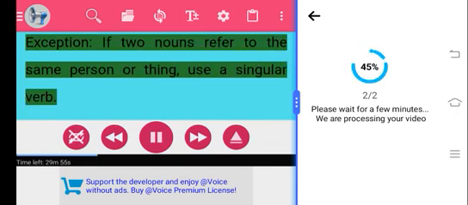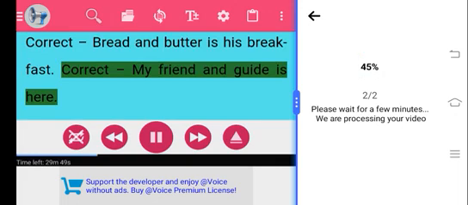Exception: if two nouns refer to the same person or thing, use a singular verb. Correct: bread and butter is his breakfast. Correct: my friend and guide is here.